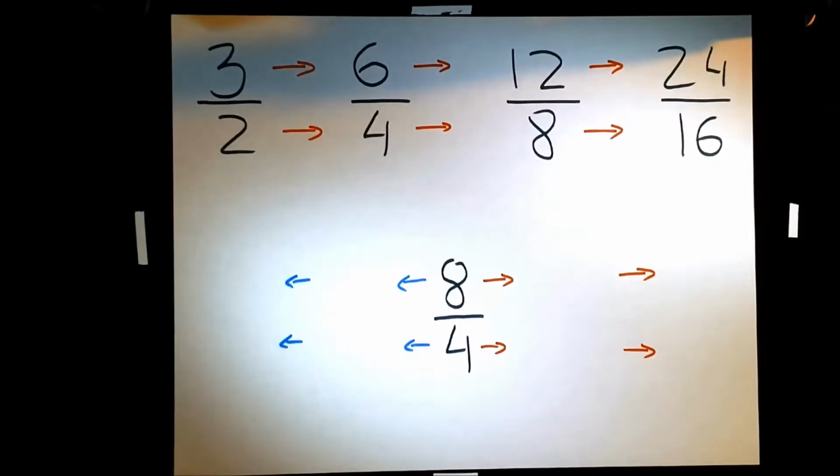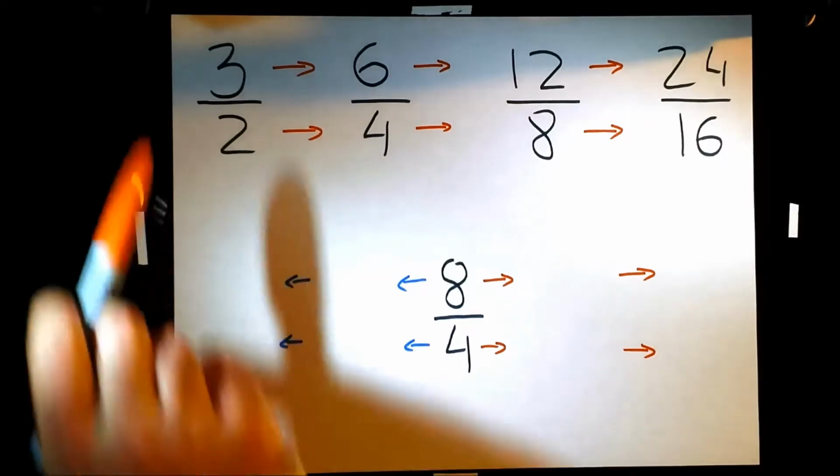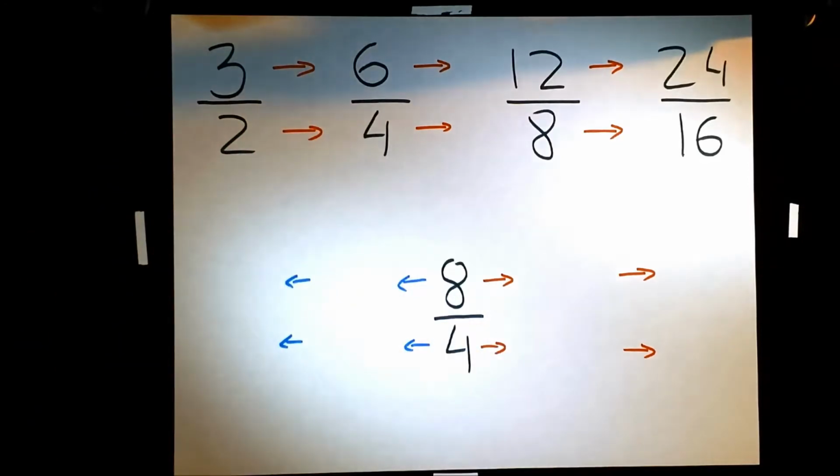Next, I want to talk about equivalent ratios. In ratios, there are always multiple ways you can write them. For example, let's say we start with a ratio of 3 to 2, 3 colon 2, in this case the fractional form of 3 over 2. I can multiply the numerator and denominator by 2 and get 6 over 4.